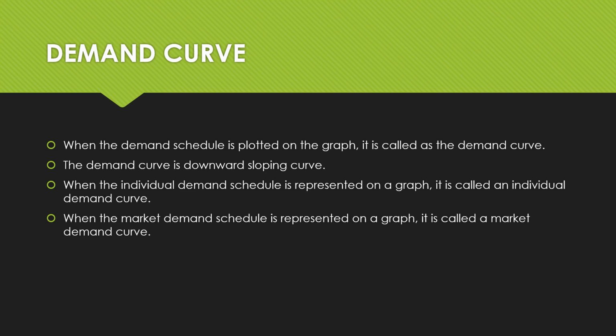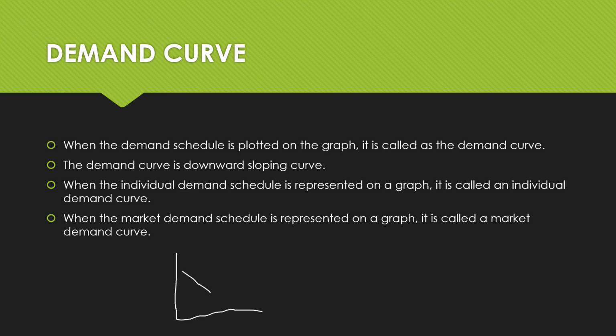And this can be an individual demand curve or market demand curve. It's an individual demand curve if the individual demand schedule is represented on the graph. If the graphical representation is that of the market demand schedule, then it is a market demand curve. That is the concept of demand curve. And this demand curve is always downward sloping.